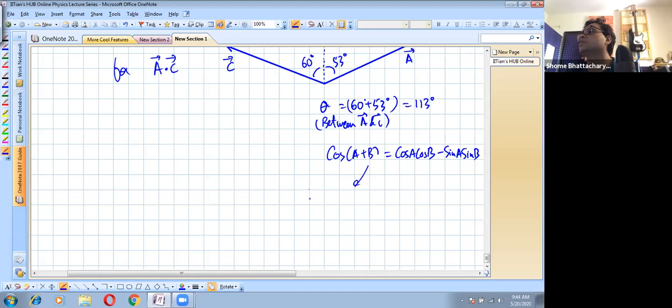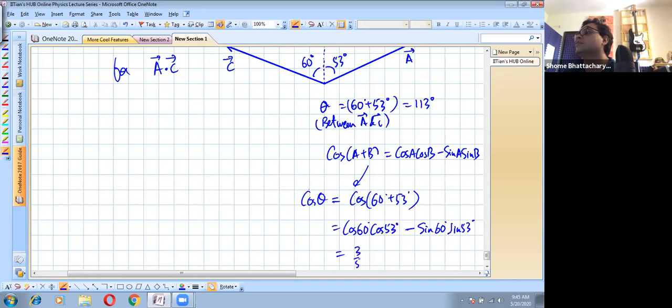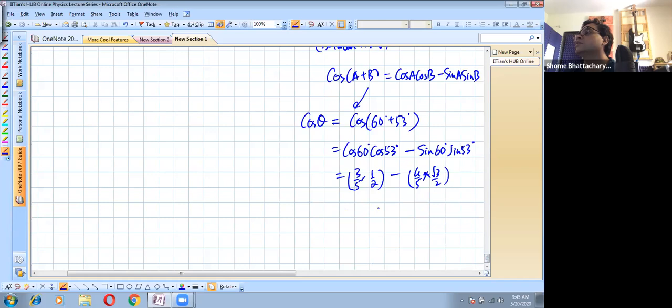So from that you can see that cos theta, which is cos of 60 plus 53, can be written as cos 60 into cos 53 minus sin 60 into sin 53. So this will become 3 by 5 into half minus 4 by 5 into root 3 by 2. So we can write this as (3 minus 4 root 3) by 10. So this will in fact become a negative quantity, as you can see, because it's an obtuse angle. So the numerator is negative. Okay. So we'll use that now.